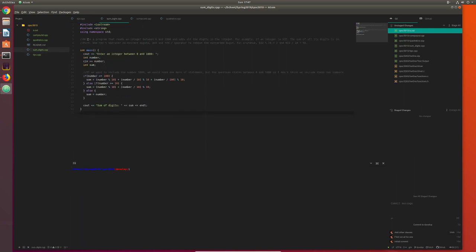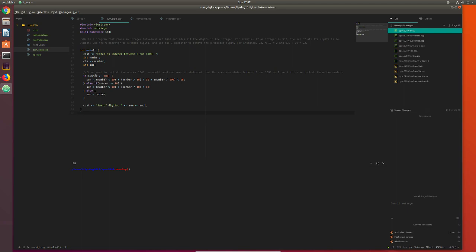So number 2, we're supposed to write a program that reads an integer between 0 and 1,000 and adds all the digits in the integer. And so first of all, we ask the user to enter an integer between 0 and 1,000. And once they do that, then we go into this if statement.